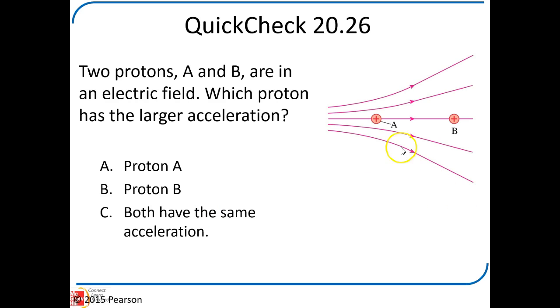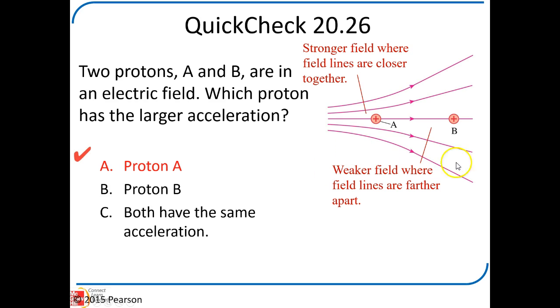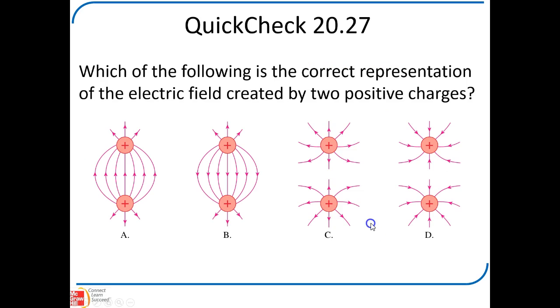We have two protons. Here's A and B. They want to know which proton has a larger acceleration. So we've got to see which one has the strongest amount of field strength acting on it. And we notice that it is A because the lines are a little bit closer together. And where the field lines are further apart, the field just isn't as strong. So it wouldn't have as much of an acceleration out here as it does at the very beginning.